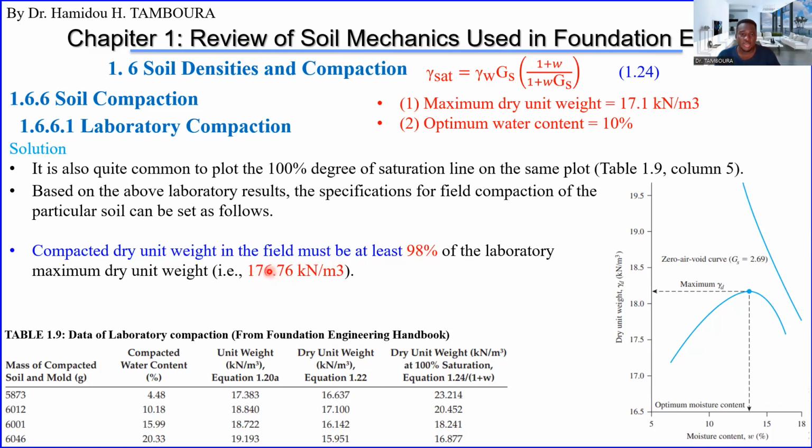I think there is a mistake here. If we try to calculate this, the 17.1 maximum dry unit weight, you will see that you will obtain around 16. This is a mistake. We will correct it very soon.